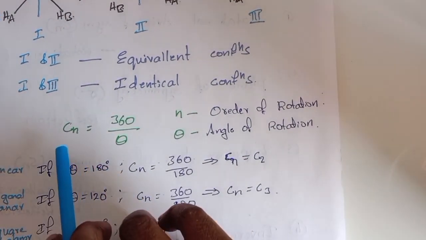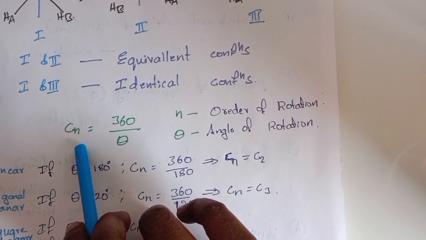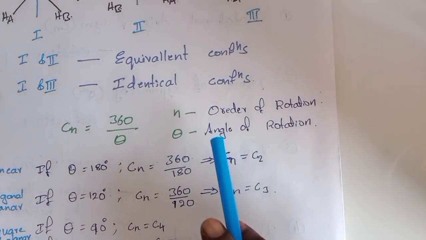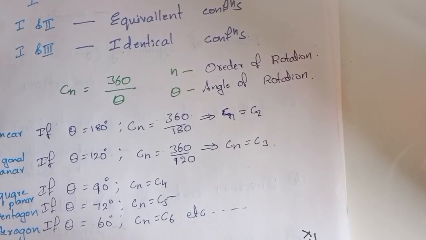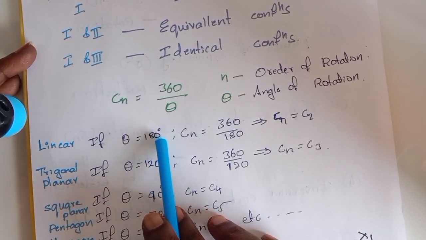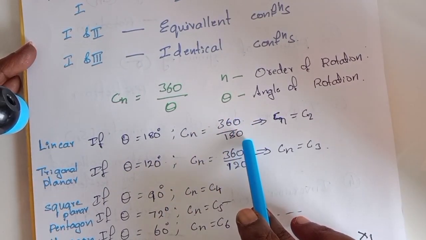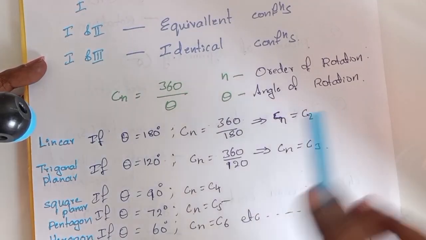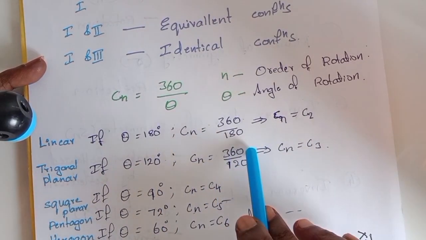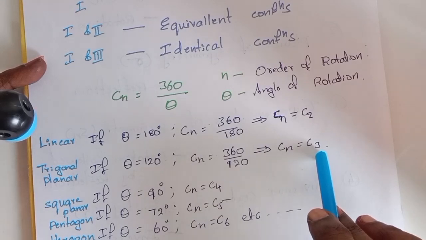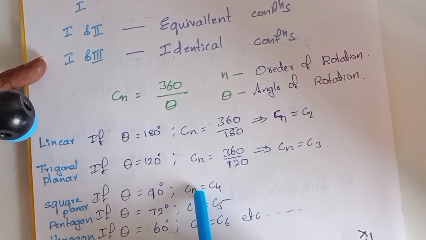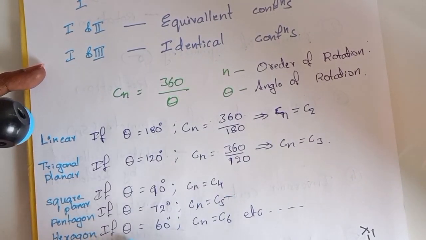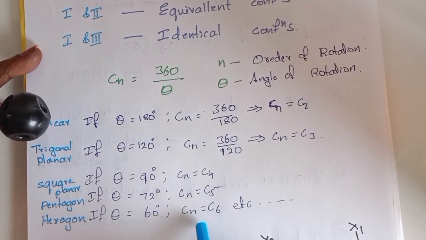This rotational axis of symmetry can be defined as n equals 360 by theta, where n is the order of rotation and theta is the angle of rotation. If theta is 180 degrees, n will be 360 by 180, so it results in C2, a two-fold rotational axis of symmetry. If theta is 120, n will be 360 by 120, which results in C3. If theta is 90 degrees, it will be C4. If theta is 72, it will be C5. If theta is 60, it will be C6.